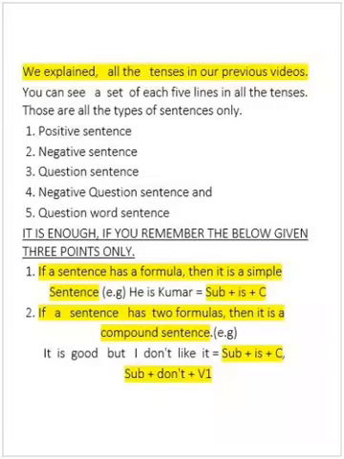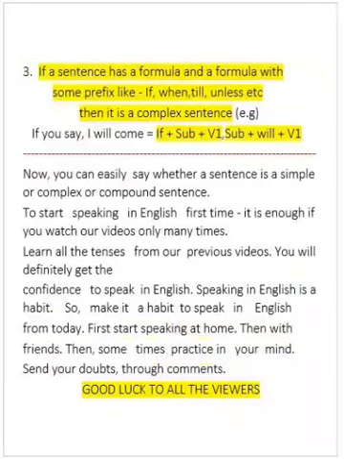3. If a sentence has a formula and a formula with some prefix like if, when, till, unless, etc., then it is a complex sentence. Example: If you say, I will come. If plus subject plus V1. Subject plus will plus V1. Now, you can easily say whether a sentence is a simple or complex or compound sentence.